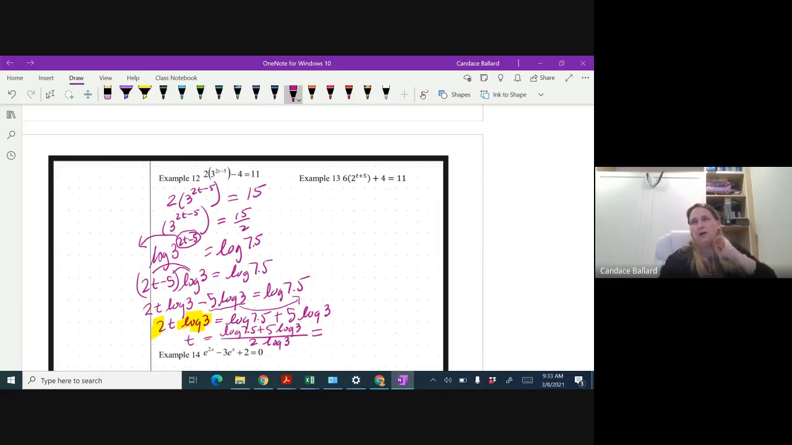I'm going to give you a couple more seconds to write that down, and then we're going to type it into Desmos. And you need to practice this.